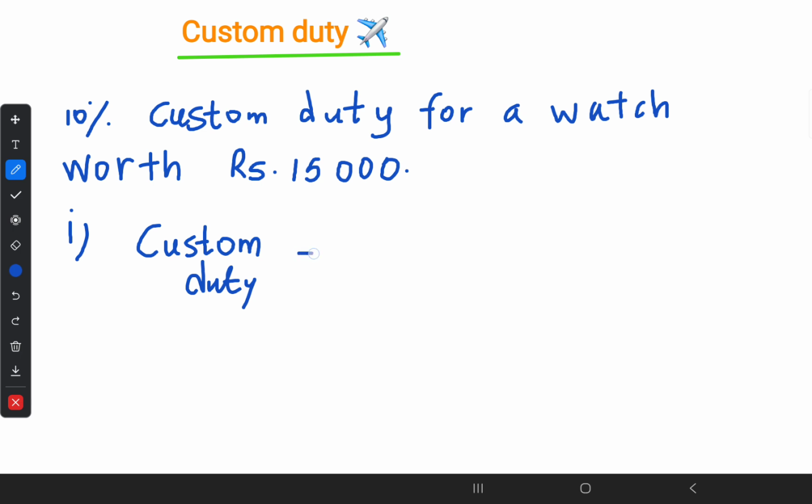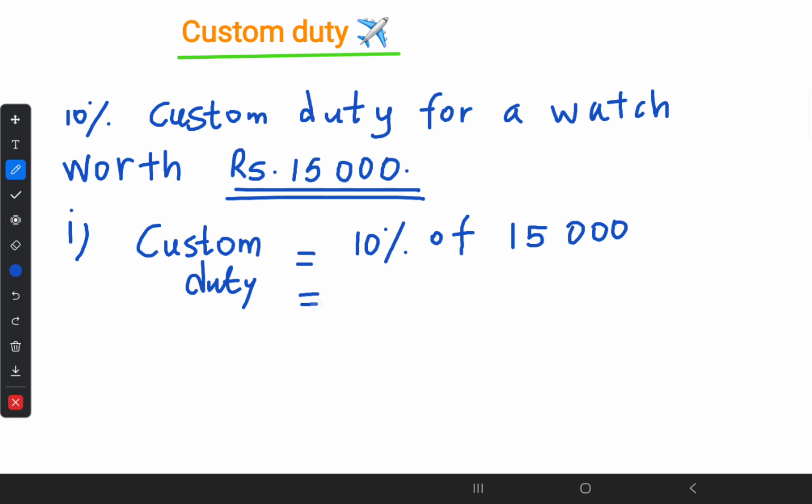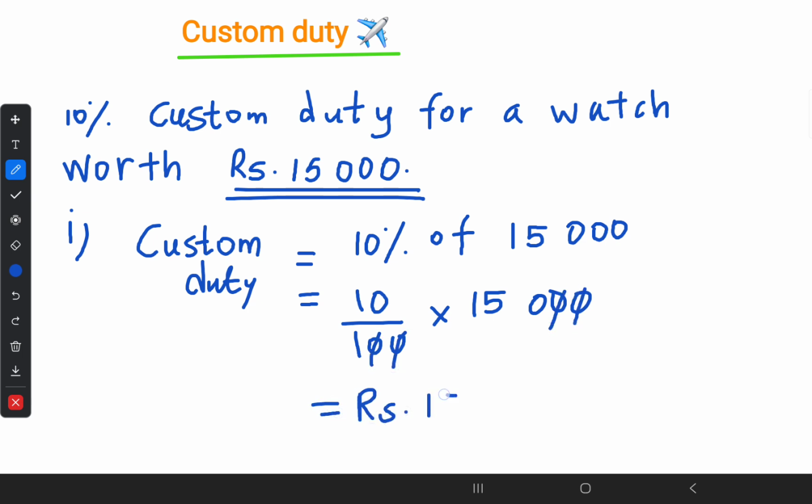To find custom duty, 10% of what is the worth of that watch? It is 15,000. 10% of 15,000, that is the custom duty. When we simplify this expression, we get the amount that has to be paid as custom duty. It would be rupees 1,500. So rupees 1,500 is our custom duty.